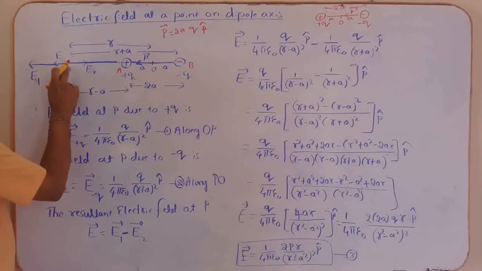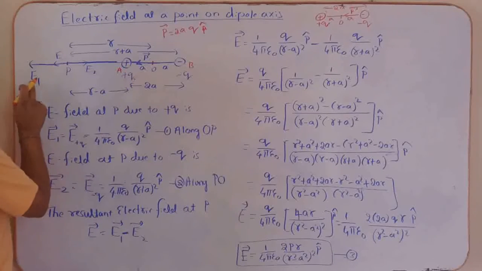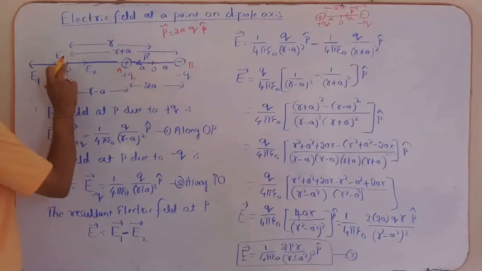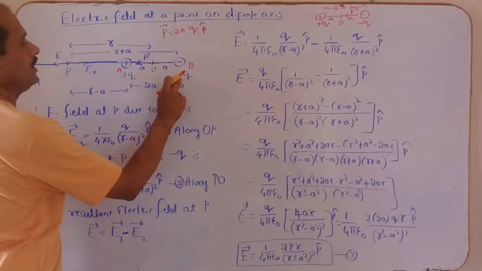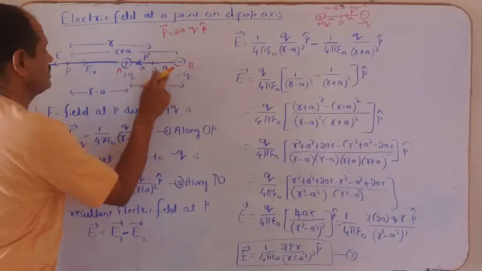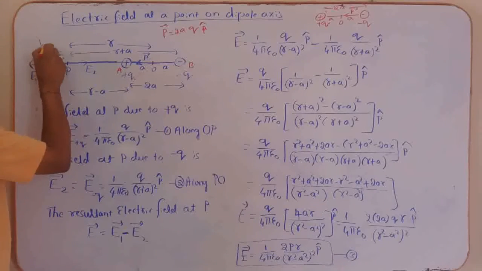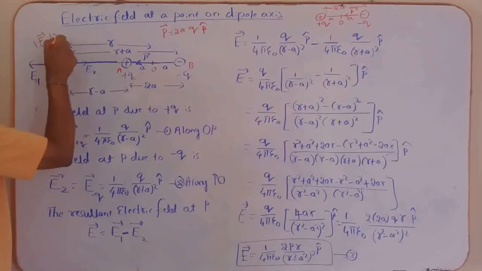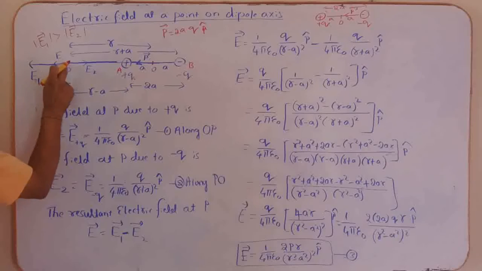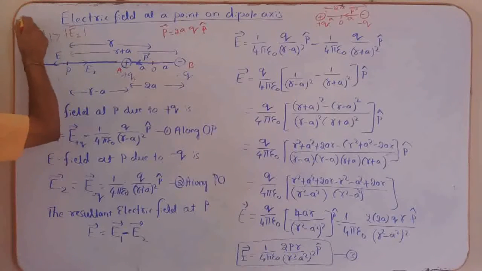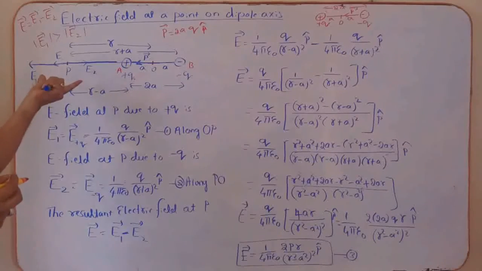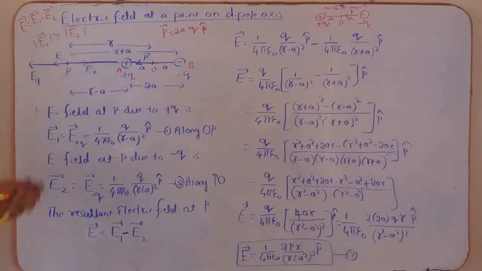The electric field at P due to the positive charge is E1, away from the charge. The electric field at point P due to the negative charge is E2, along this direction towards the charge. In magnitude E1 is greater than E2, and they are in opposite directions. So the resultant field is E equal to E1 minus E2. Why? Because they are in opposite directions and E1 is greater.